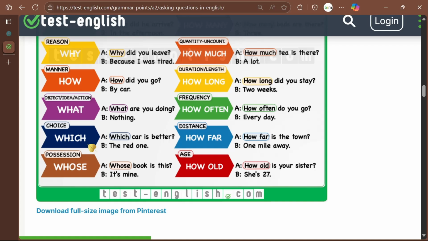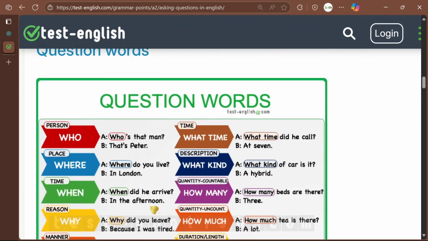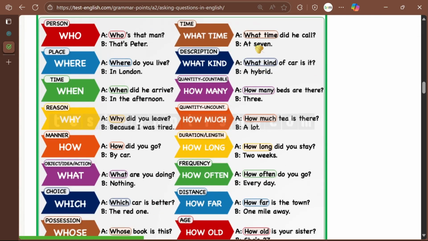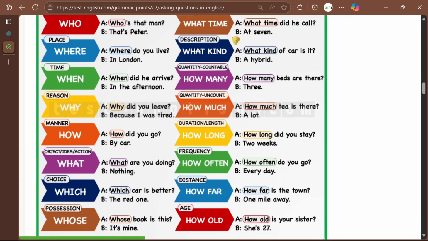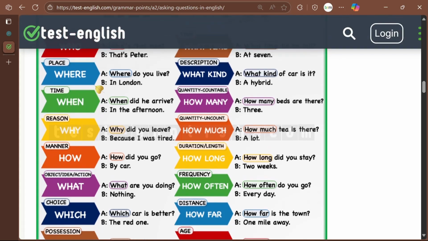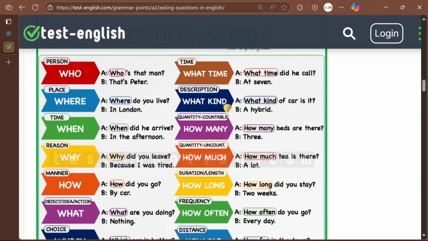Which is used when you have an option: this or this. Which one? Whose is the word you use to ask about possession, like sami, sambandha, whose. You already know this. For time, you have to ask like this: What time? Or you could say when, right? Here, when is also time.